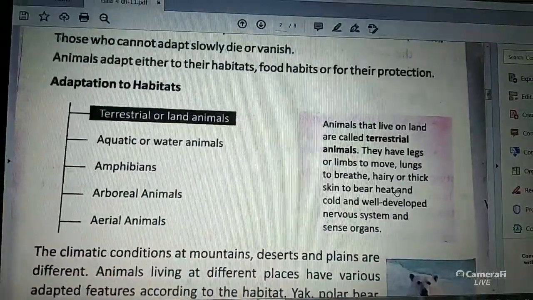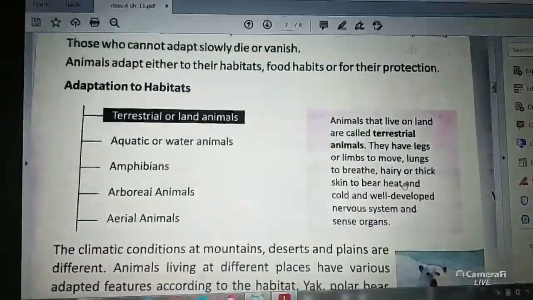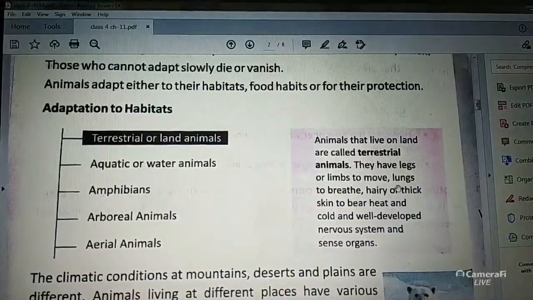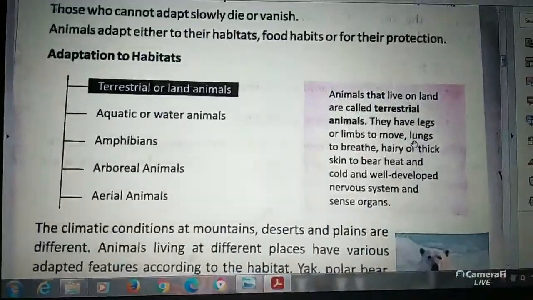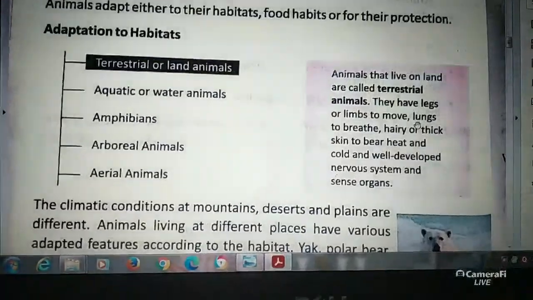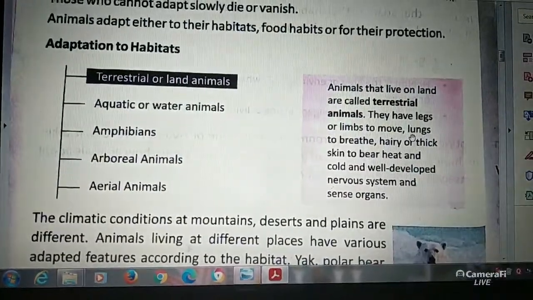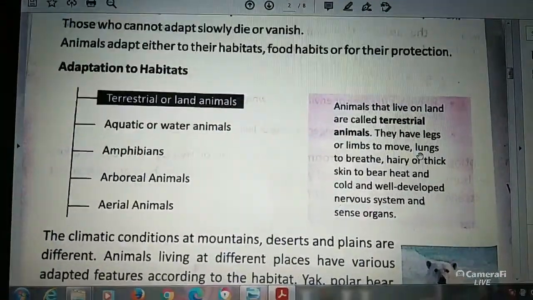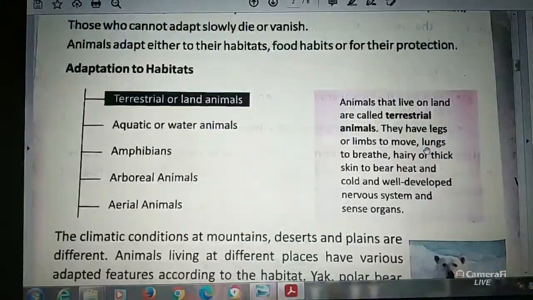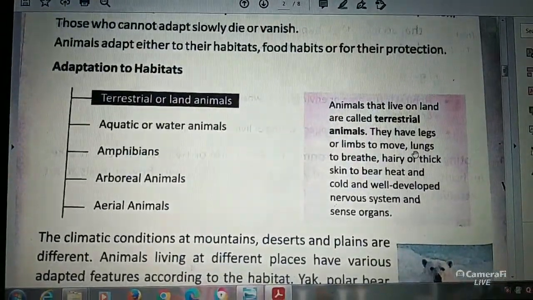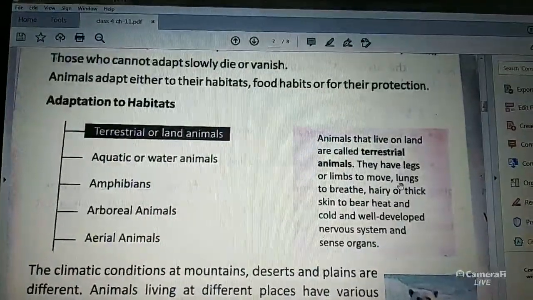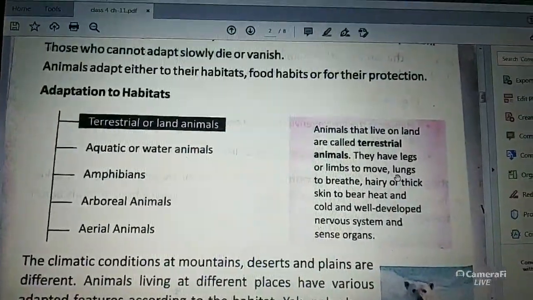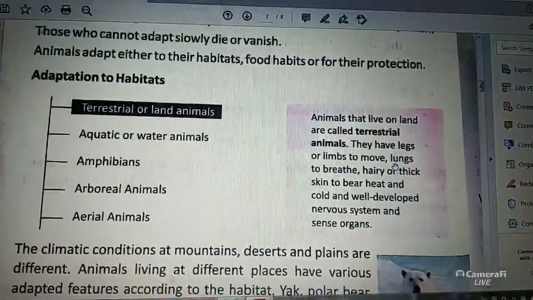Terrestrial or land animals. From the previous chapter, you know, terra means land. Animals which live on land are called terrestrial animals. They have legs or limbs to move, lungs to breathe, hairy or thick skin to bear heat.